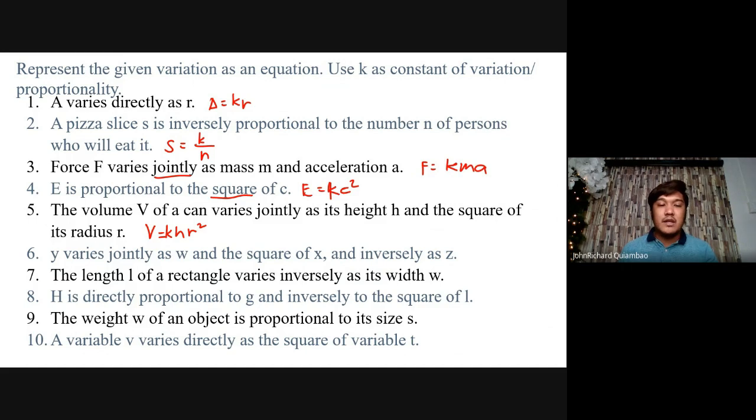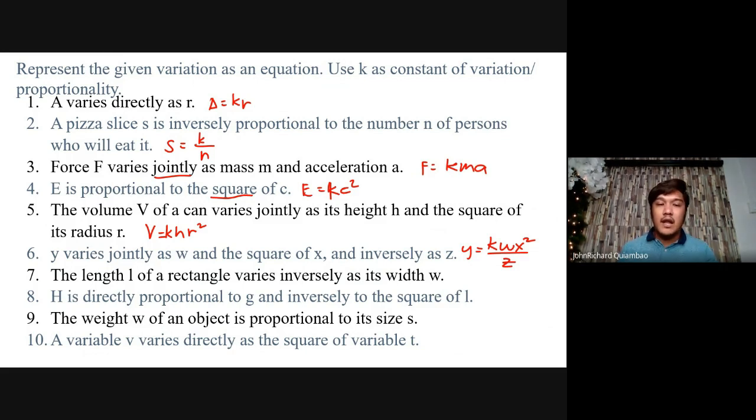Y varies jointly as w and the square of x, and inversely as z. Therefore, you will be having y is equal to k as our constant of variation, times w and the square of x, over z, since it varies inversely as z. So let's have number 7.